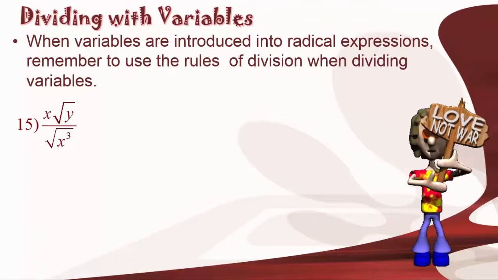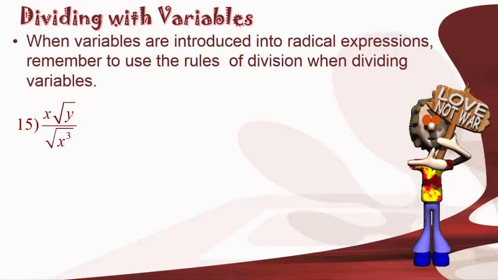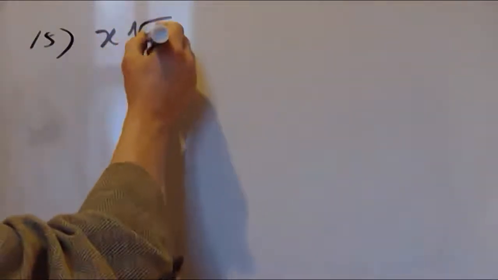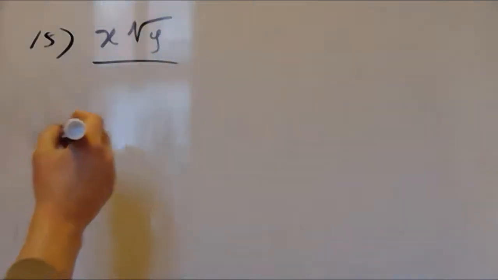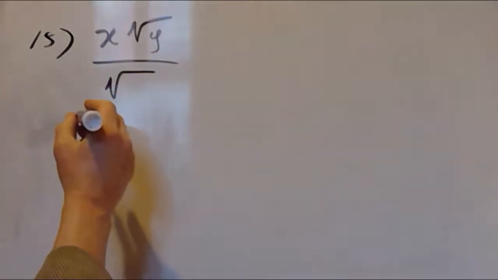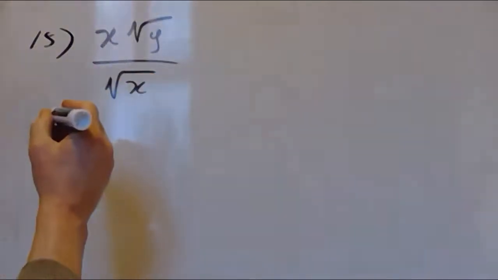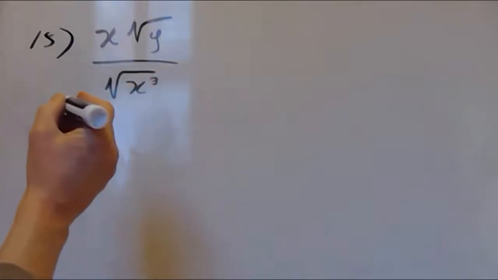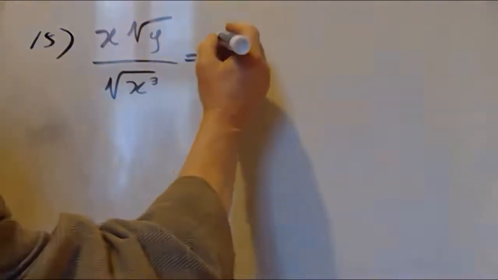In example number 15, we're asked to divide x square root of y divided by square root of x cubed. So let us go over to the whiteboard and do this one. We have x square root of y divided by square root of x cubed. What we want to do, of course, is simplify that and see if we have to rationalize the denominator.